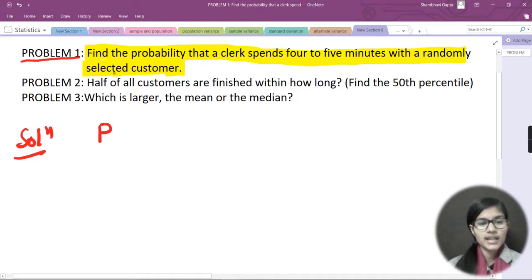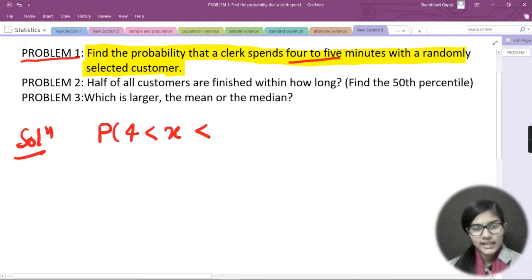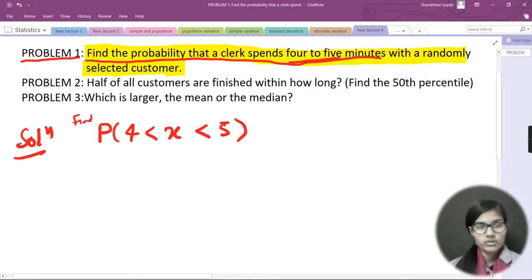It is asking me to find the probability that a clerk spends 4 to 5 minutes. Mind these words, 4 to 5. So inside the P, that is the probability I need to find, I would write in brackets 4 less than x, and x less than 5. So I have written the whole line here, and this is the thing which I need to find.